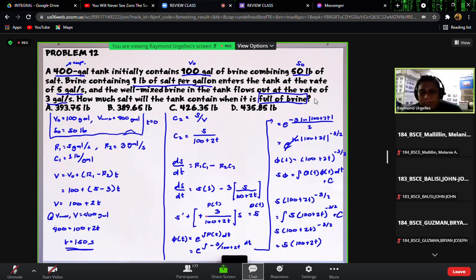So, ibig sabihin, this is positive, this is positive, this is positive, all of them positive. So, kaya this will be 5 halves, kasi 3 halves plus 3 halves plus 1. So, that's 5 halves divided by 5 halves. Then this will be plus constant. Okay? Nakuha ba?